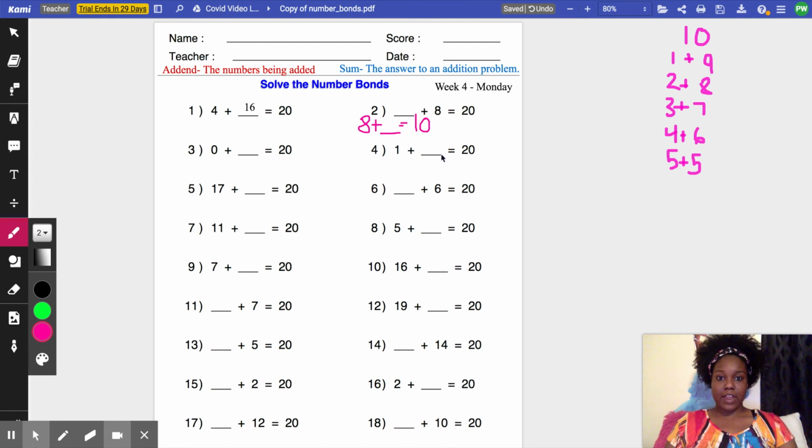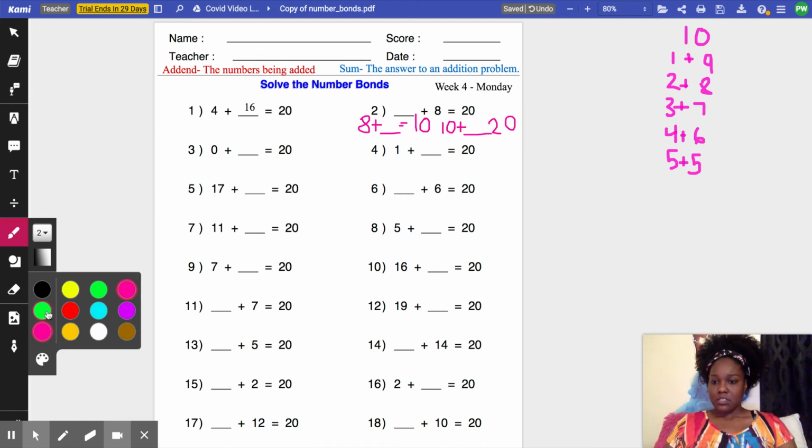First, I got to figure that out. Then I already know 10, I'm going to use that 10, and I'm trying to get 20. So 10 plus something is going to give me 20. I've got to figure out what goes in that blank. So let's see. What color am I going to use?